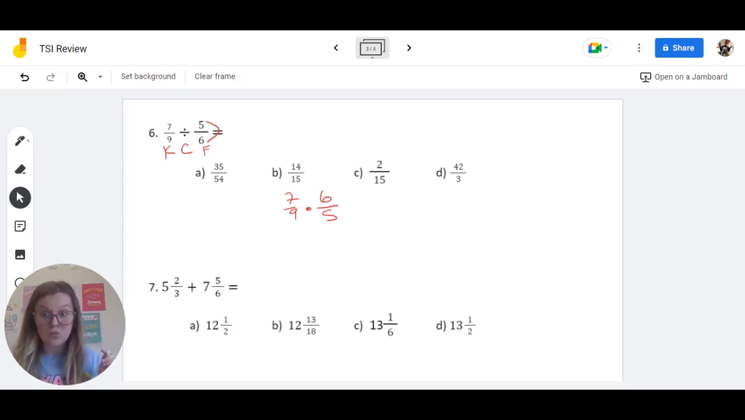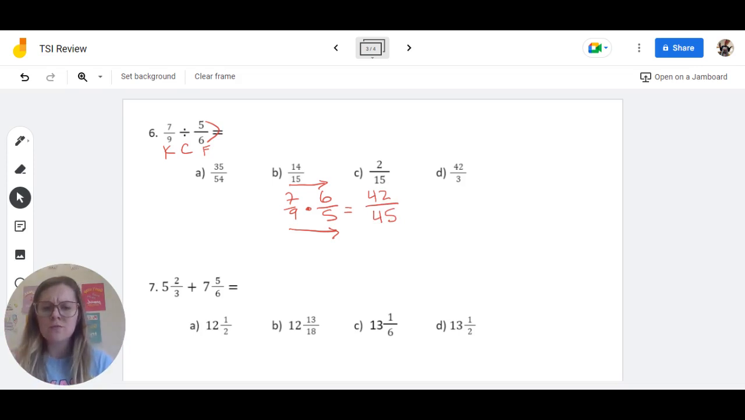Multiplying fractions is really nice. We're going to multiply the tops and multiply the bottoms. You do not have to have a least common denominator when you are multiplying fractions, only when you're adding and subtracting. So multiplying the top, 7 times 6 is 42. On the bottom, 9 times 5 is 45. And again, I don't see my answer choice there, but that's okay. I'm just going to simplify this fraction.